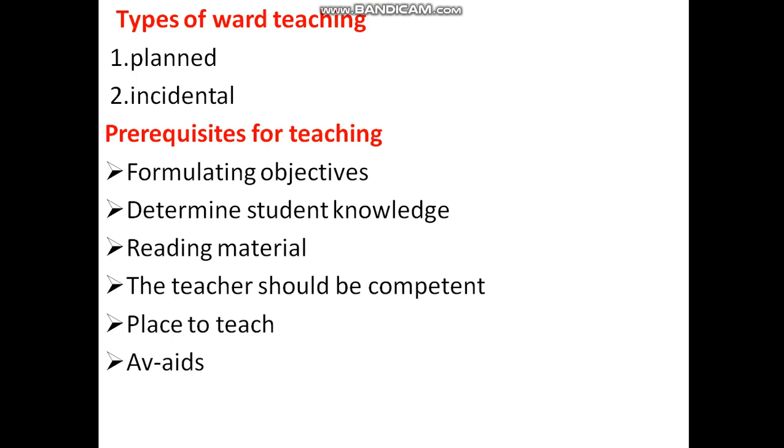Then reading materials. The fourth one is the teacher should be competent to answer the doubts and questions of the students. Place to teach. There is a place for teaching. Then AV aids. For better understanding, AV aids should be used. These are the prerequisites for teaching.